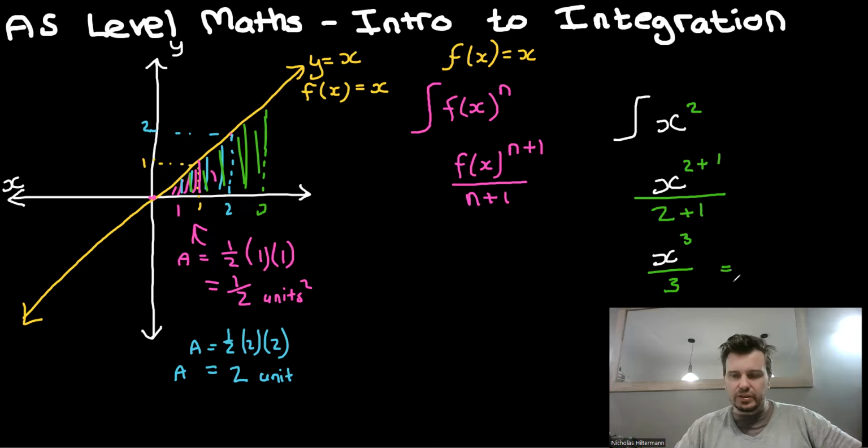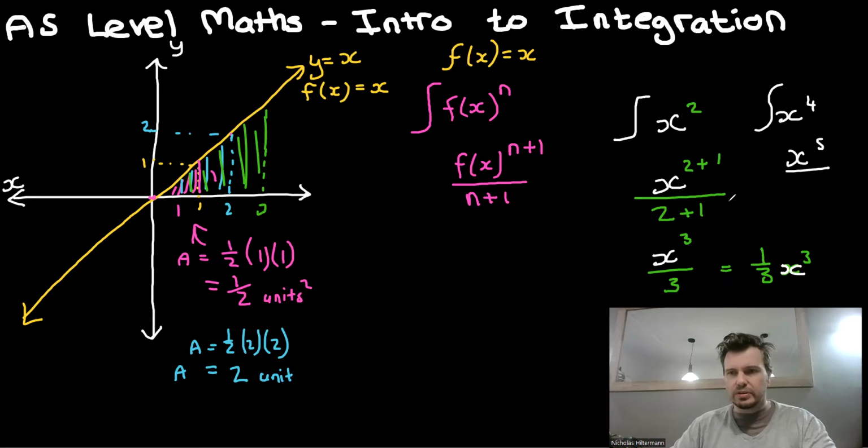So often, if you look at it in your memos, it'll just say a third x cubed, because x cubed over 3 is a third x cubed. Okay, so that would be an example. Another one could be x to the 4. Now, if you've been following along, I'm not going to do the colors now, but we add 1 to that 4, which will be 5, and then we just divide by 5. Okay, simple.